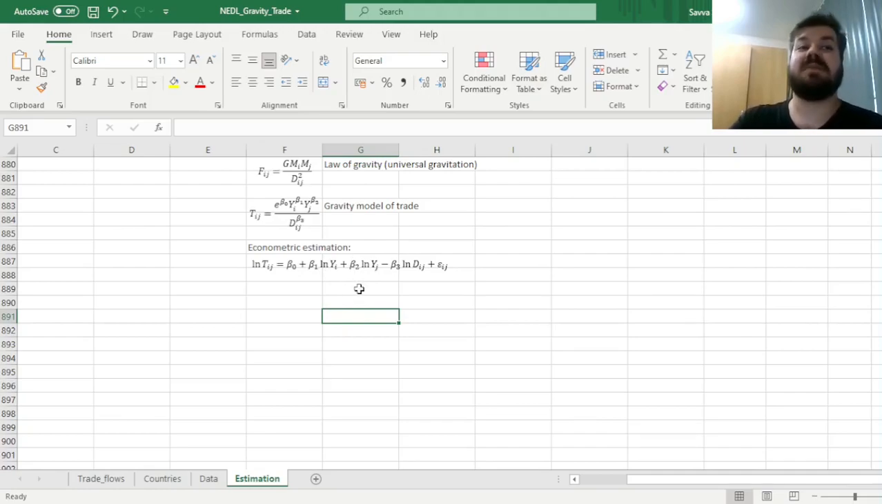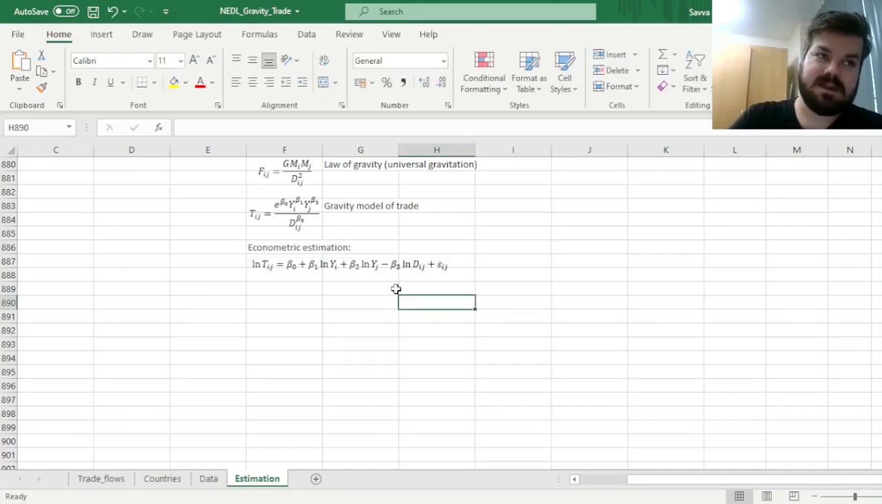By the way, we also expect beta 1 and beta 2 to be equal in magnitude, because it doesn't really matter which country we put in first and which second. And then we expect a negative coefficient beta 3 that is a coefficient for the logarithm of distance between two countries. And then we add a random disturbance term, epsilon.